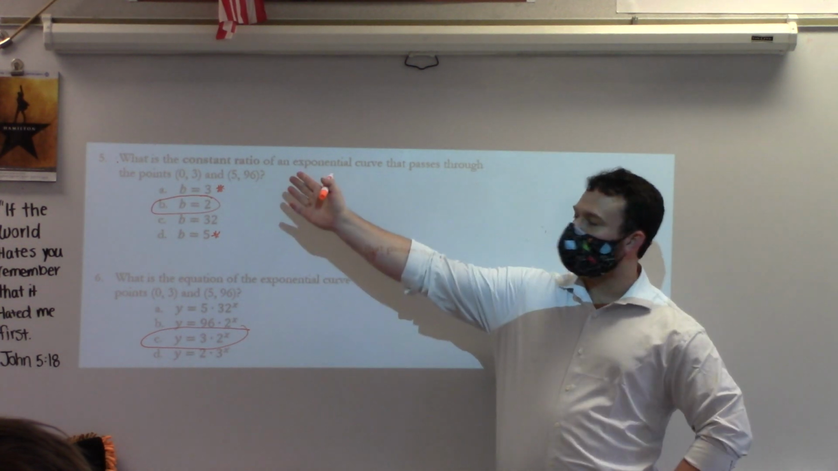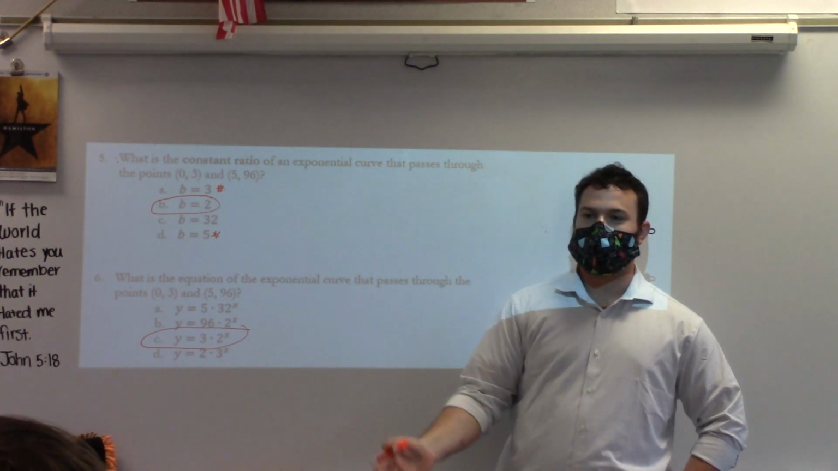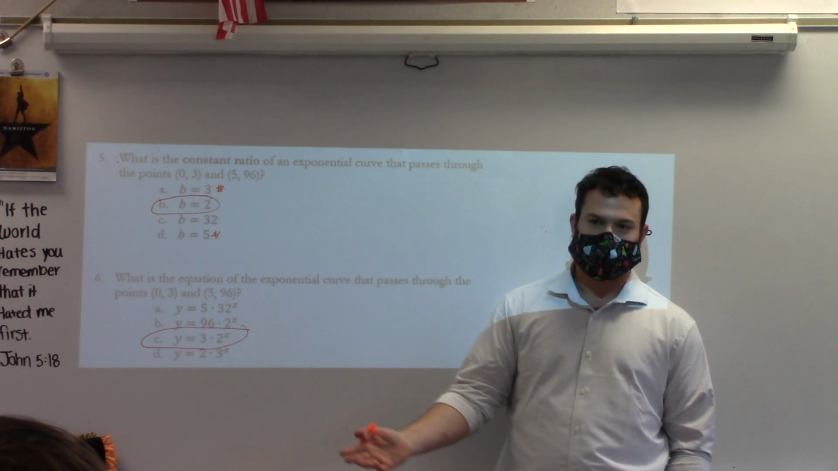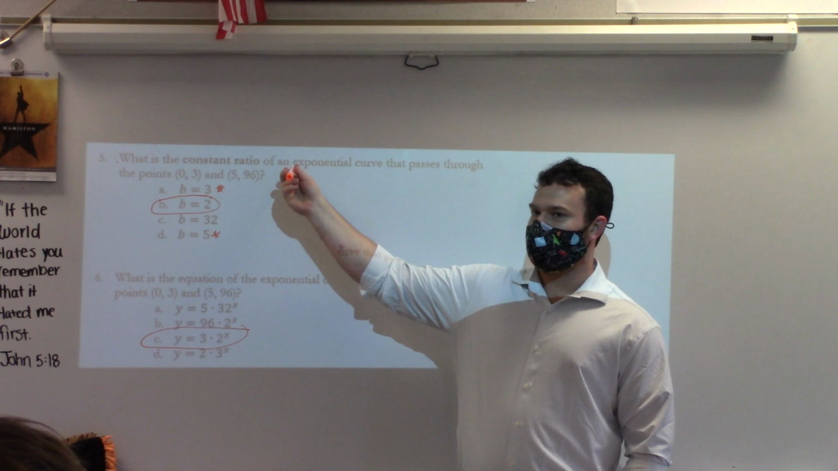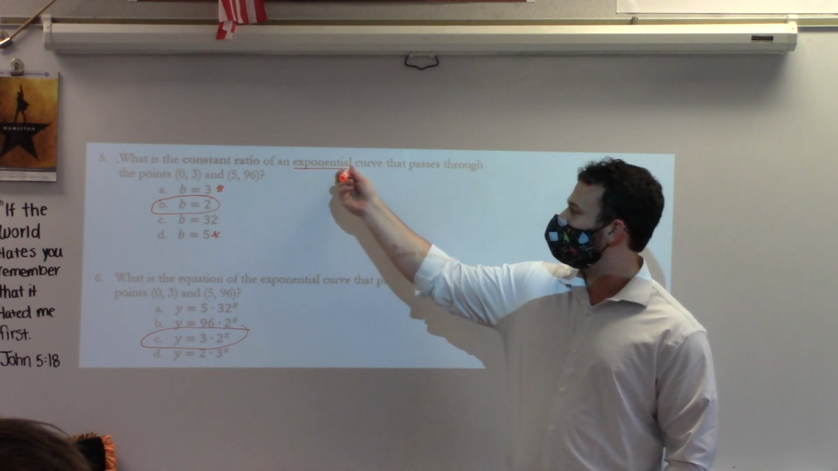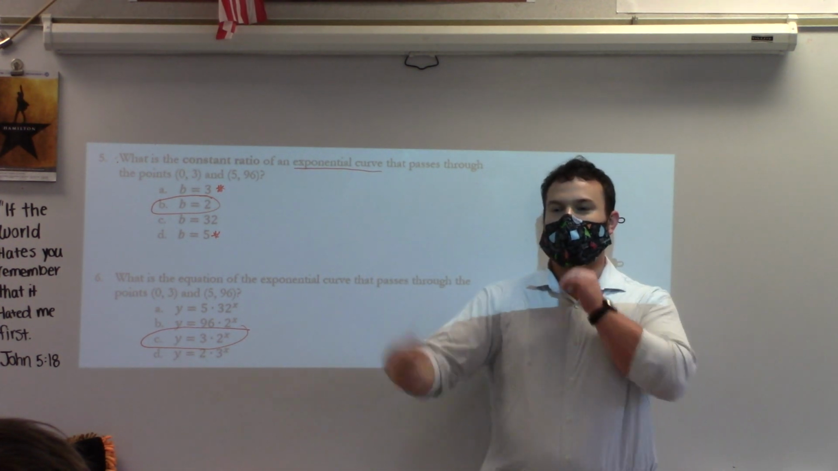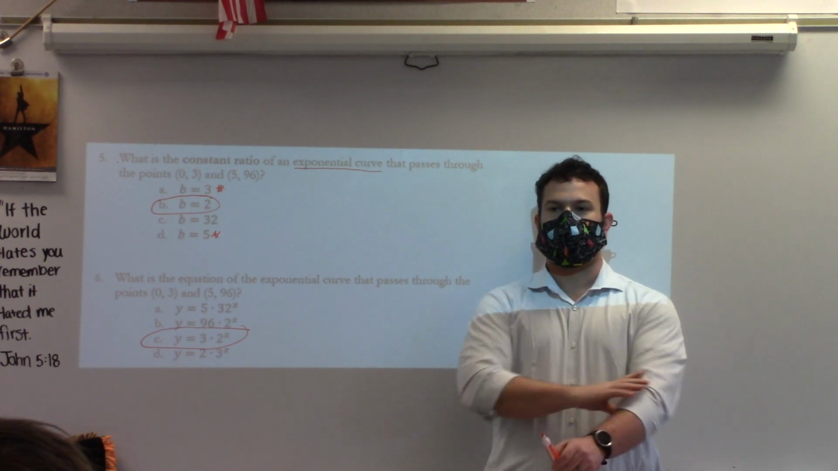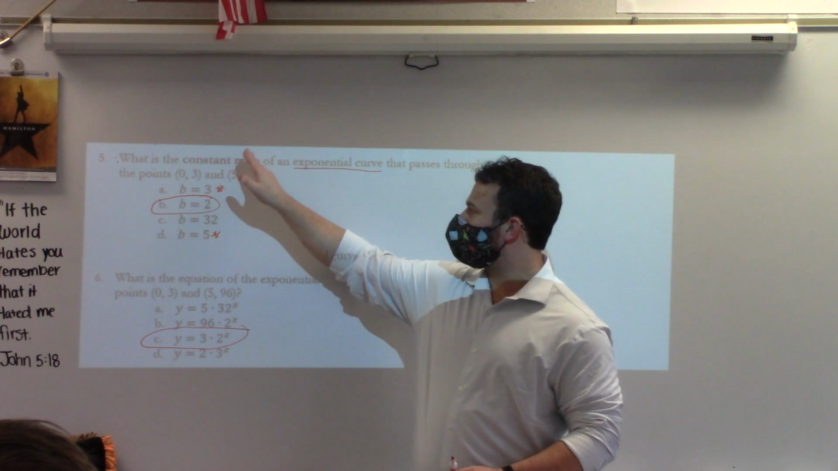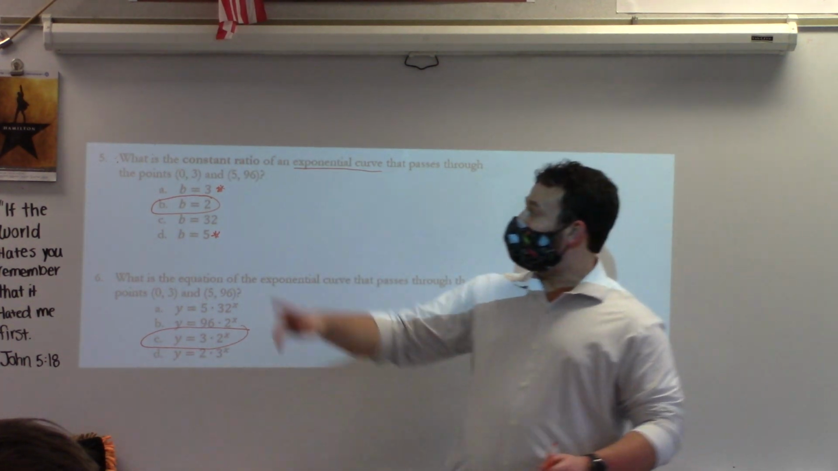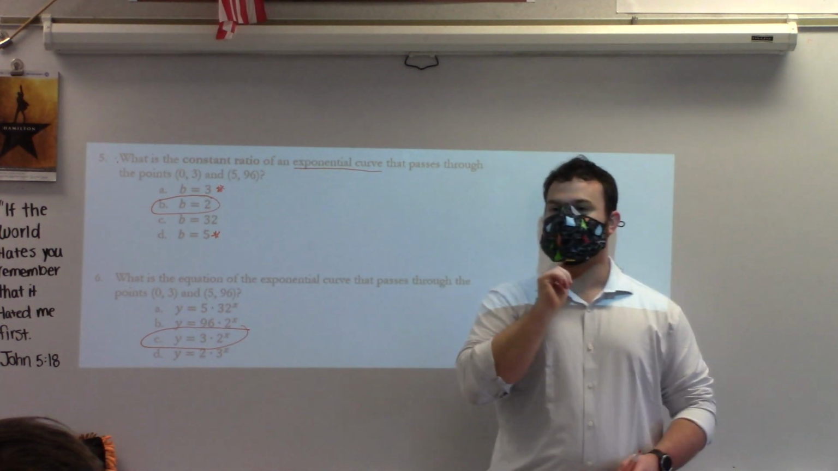As soon as you see the word ratio, you should have focused on that and said, hey, I'm repeatedly multiplying. More importantly, McKay, right here, you see where it says exponential? If it's an exponential curve, what are you repeatedly doing? Multiplying. So why are you letting this one word throw you off when you have ratio, exponential curve? And if you weren't sure about that one word, you could have asked.